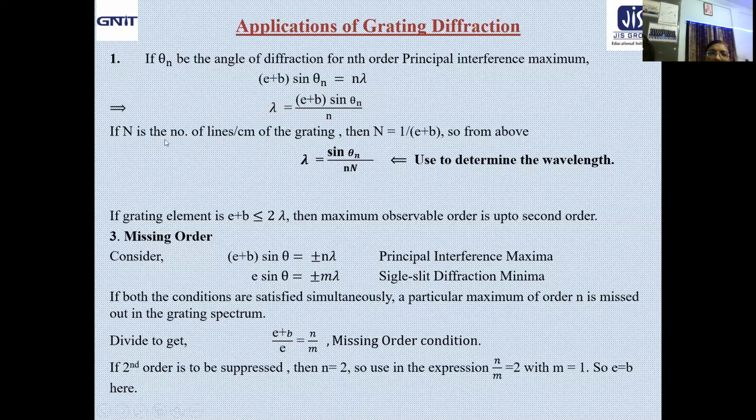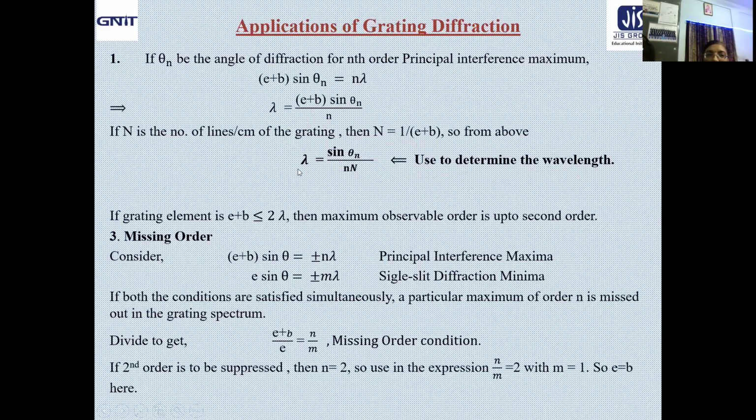Now, if capital N is the number of lines per centimeter of the grating, then N equal to 1 by (e plus b). What about e? Slit width. What about b? Separation between consecutive slits. So what about N? Number of lines per centimeter. Obviously, it is equal to 1 by (e plus b). So from the above expression, you can get lambda equal to sine theta n by small n into capital N. This is nothing but the expression to determine the wavelength of a given monochromatic light using diffraction grating.